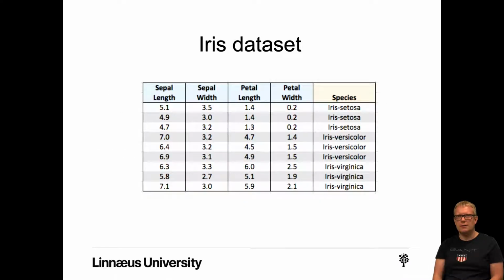So parts of the dataset look like this. We have measurements for sepal length and width, petal length and width, and they map to one of the 3 categories: setosa, versicolor, and virginica.